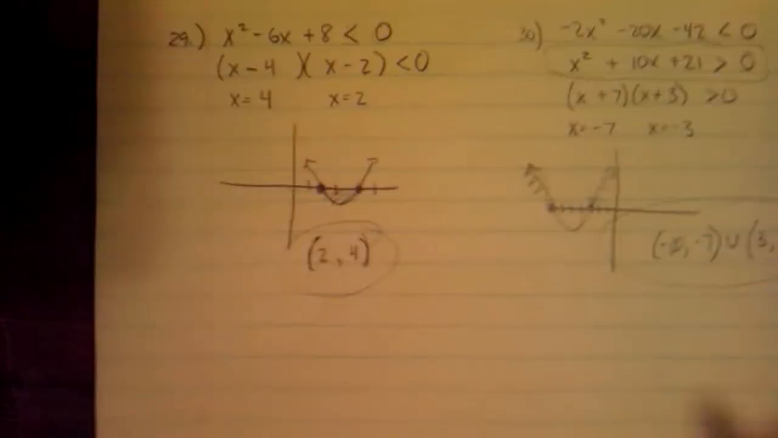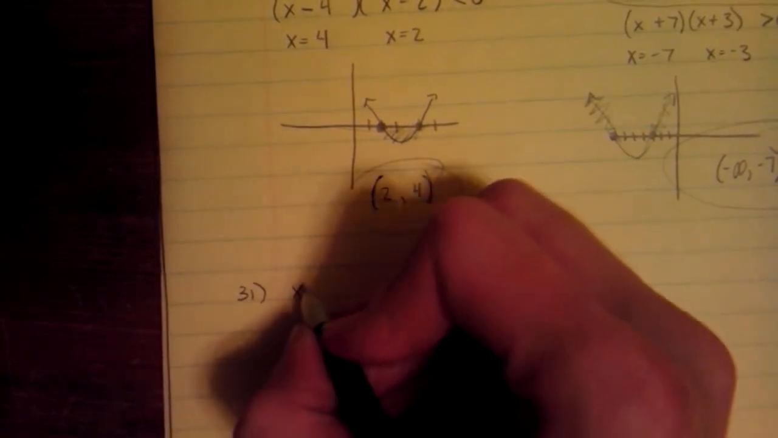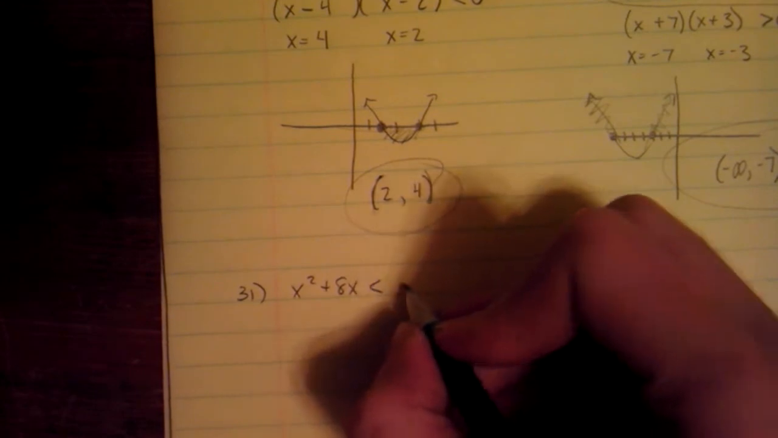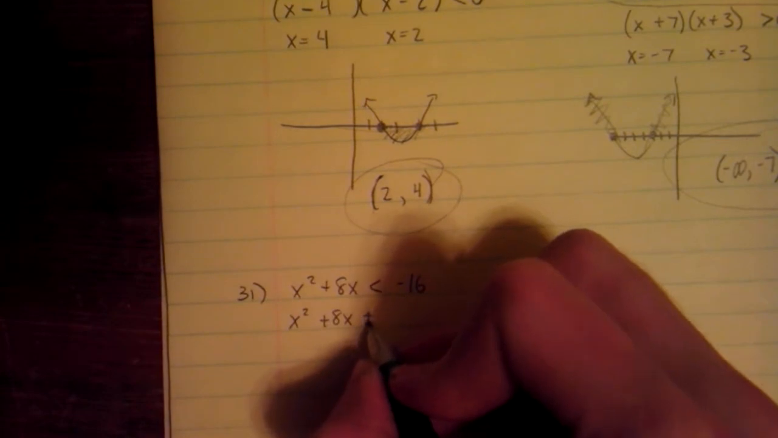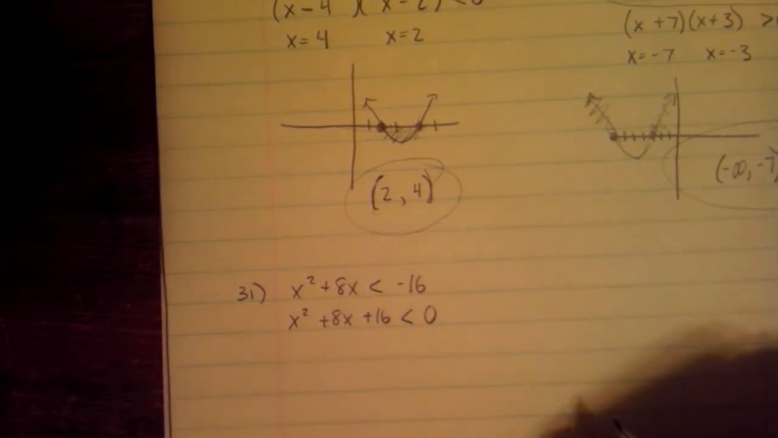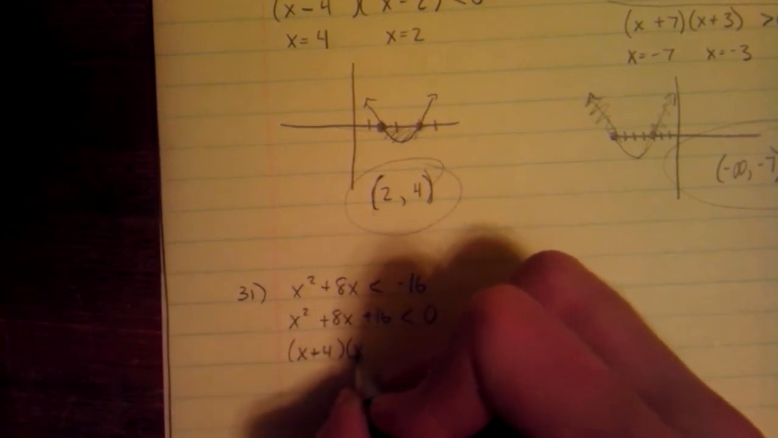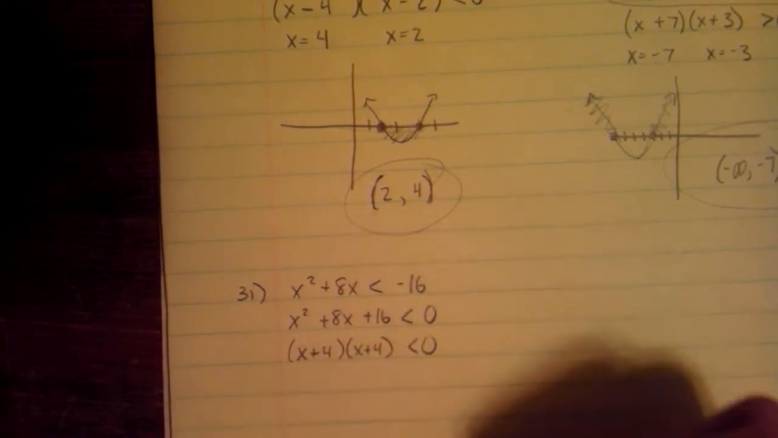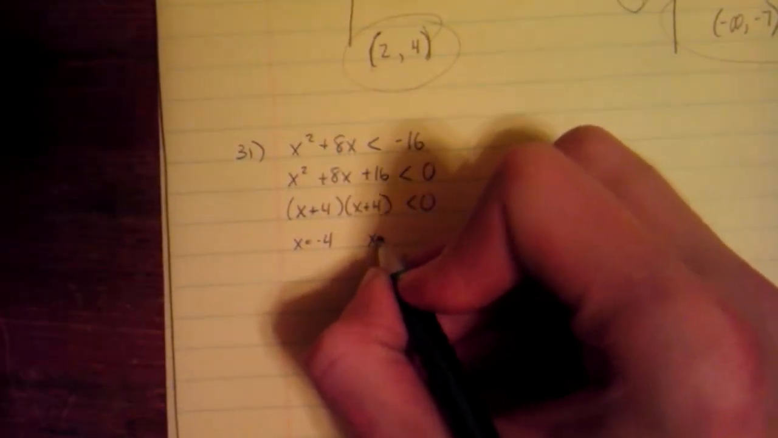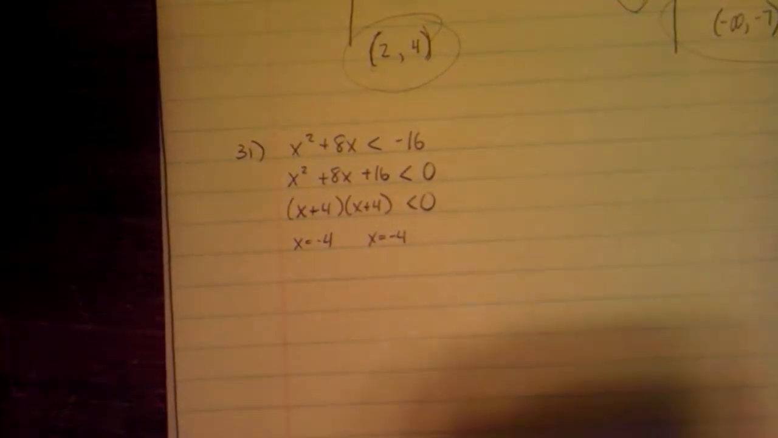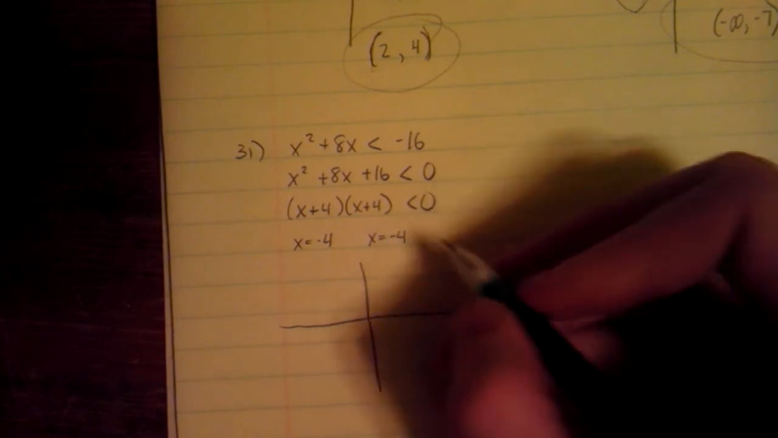Okay, another one down. 31. X squared plus 8x is less than negative 16. First thing you should be doing here is setting it equal to 0, so moving the 16 to the other side. And we can factor it, and then set the factors equal to 0. So both of these are going to be x equal to negative 4, which tells you that your vertex is actually going to be on the axis here.